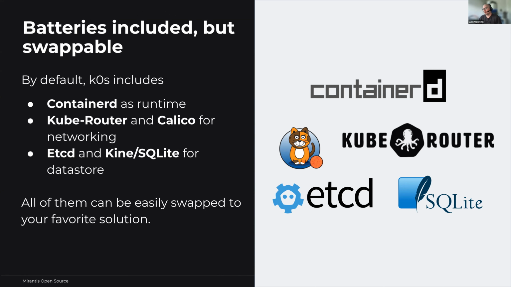But as I said, you can run with basically any CRI runtime. If you want to install Docker, just install Docker and run it. But we just don't embed all of them, of course. That would be a humongous binary if we embed all the options.